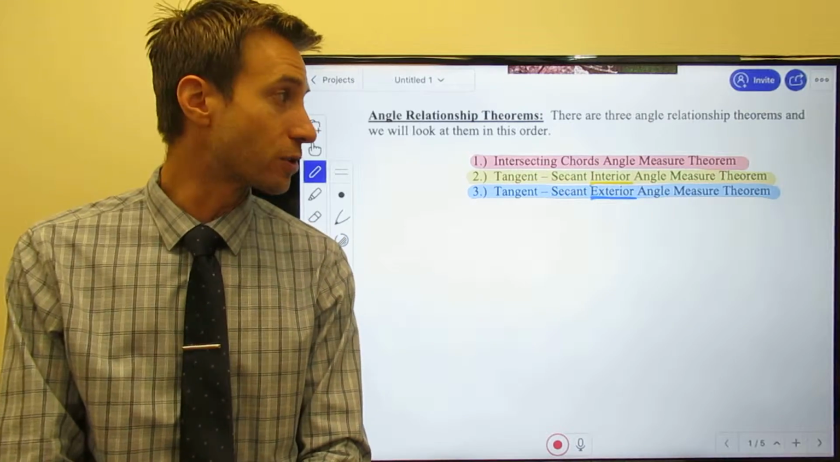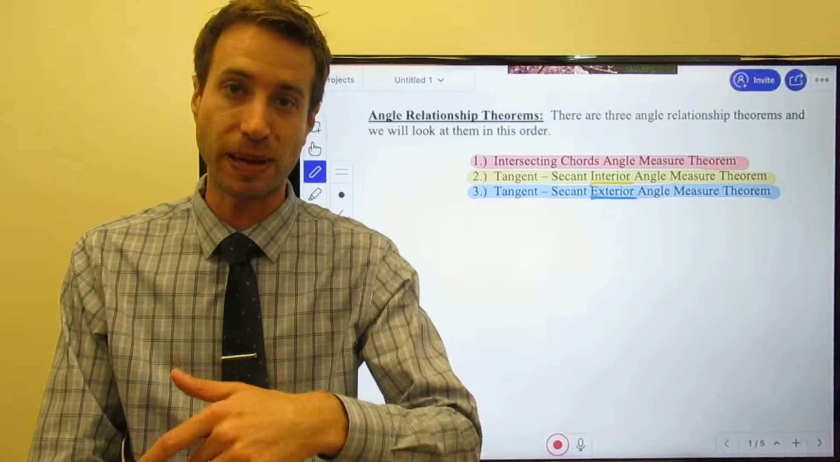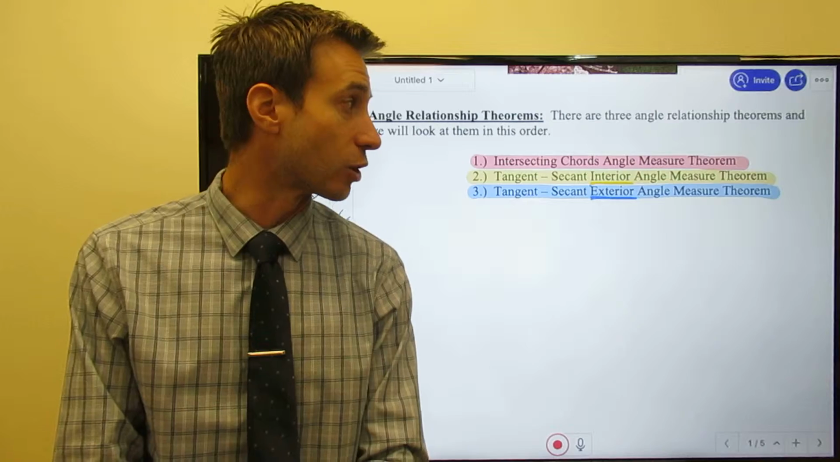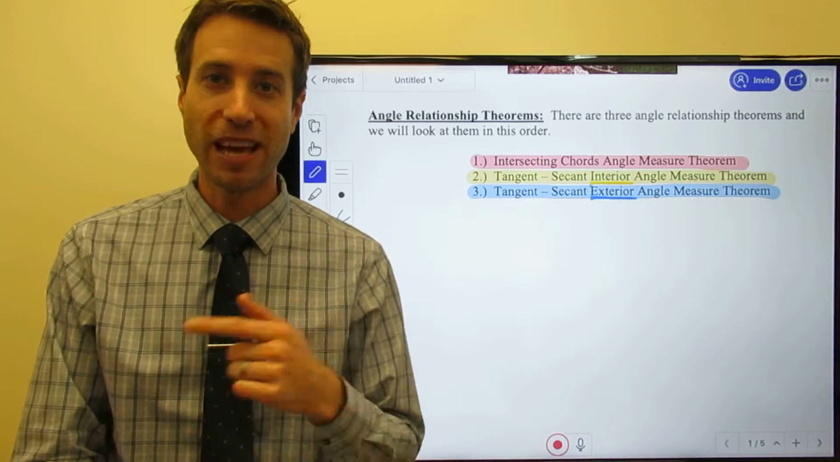So head on over to the first page of the notes. Well, actually for you guys, the next page of the notes, we'll take a look at the intersecting chords angle measure theorem. I'll meet you guys there.